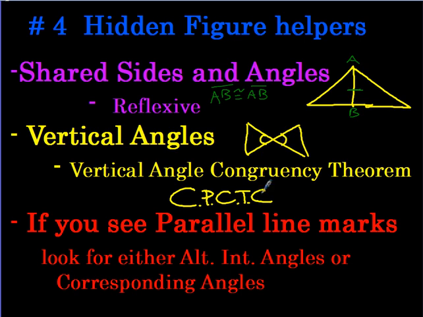Keep in mind we have CPCTC, which is what we use in a proof whenever, instead of proving triangles are congruent, we're trying to prove something else, like the angles are congruent or sides are congruent. And then if we see parallel line markings, typically that's going to lead to alternate interior angles or occasionally corresponding angles. So the example that we looked at of that, something like this. If these are parallel, these are my alternate interiors.